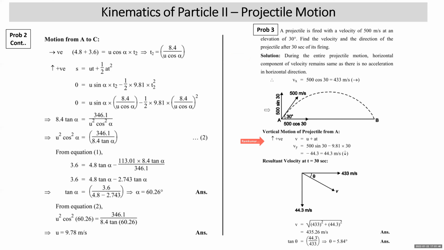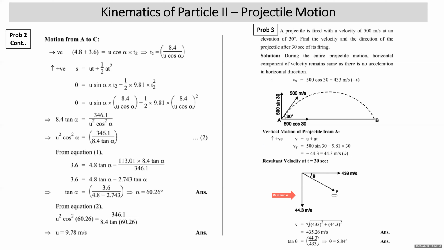To find the vertical component of velocity at 30 seconds, we'll write v is equal to u plus at. Initial vertical component is upward, so I'm taking upward positive. V stands for vy. U means initial vertical component velocity, that is 500 sin 30, minus acceleration due to gravity 9.81 into t, you get minus 44.3. Minus is indicative that it is not upward, it is downward. Now we draw a diagram showing the correct directions of velocity at t equal to 30 seconds. Horizontal component velocity was 433 meters per second. Vertical component velocity is 44.3 meters per second.